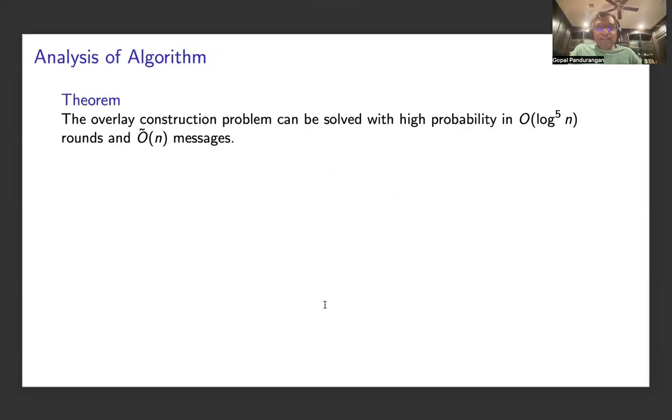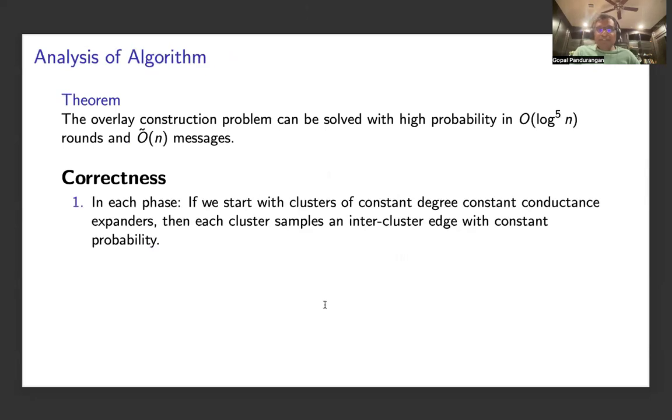So finally we come to the analysis of the algorithm. Putting all this together, we show that the overlay construction problem can be solved with high probability in basically polylog rounds, but we are not very careful with the polylog. So we get log to the 5 n rounds and O tilde n messages. Let's first look at correctness.